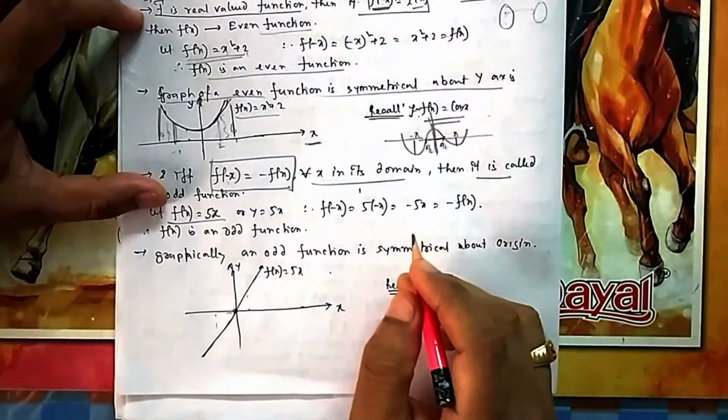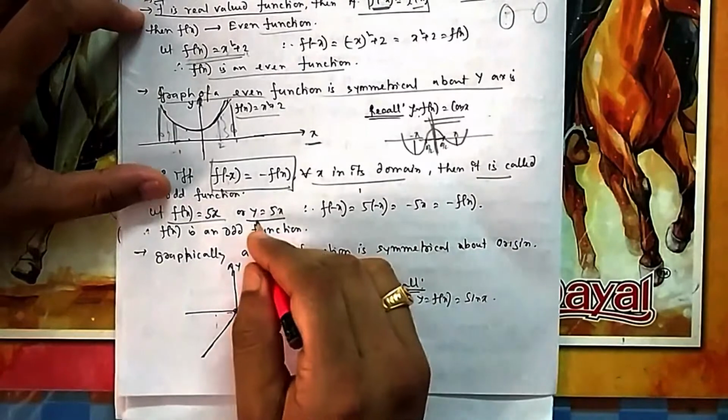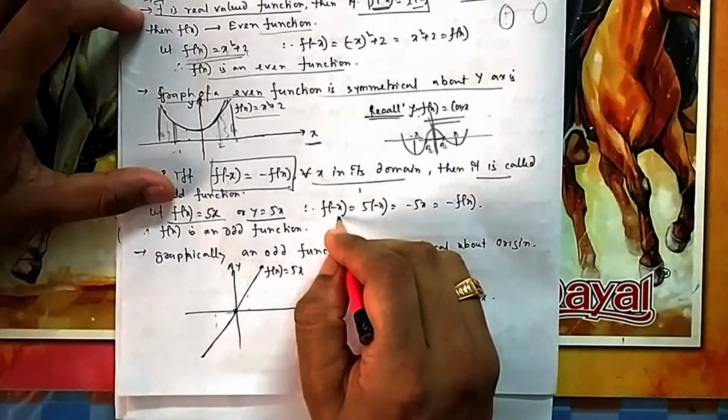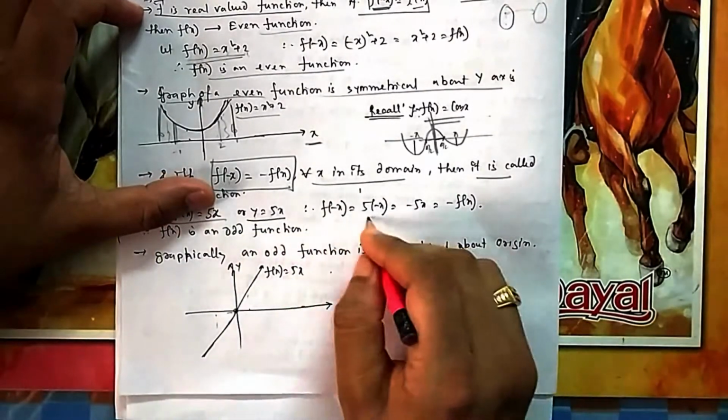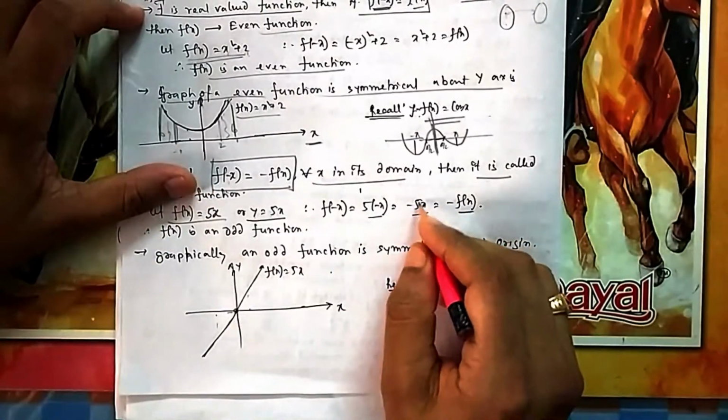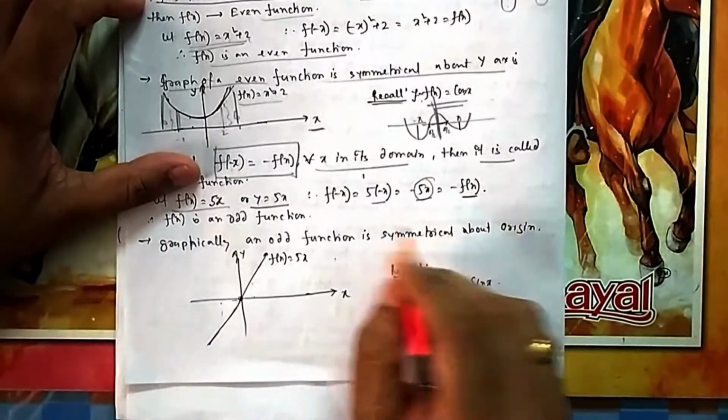Suppose f x equal to 5x, or y equal to 5x, where y is the output. If you put minus x in place of x, it will be minus 5x. So it is minus f x, not the original f x, which was 5x. So it is an odd function.